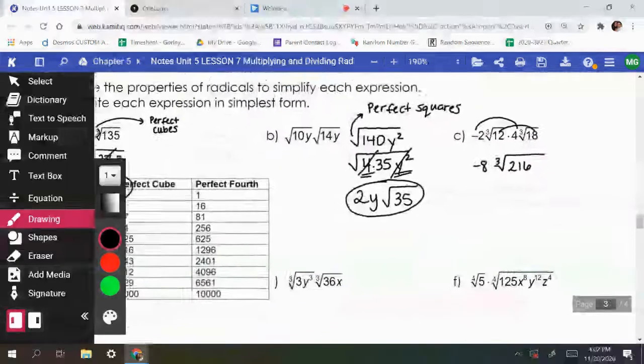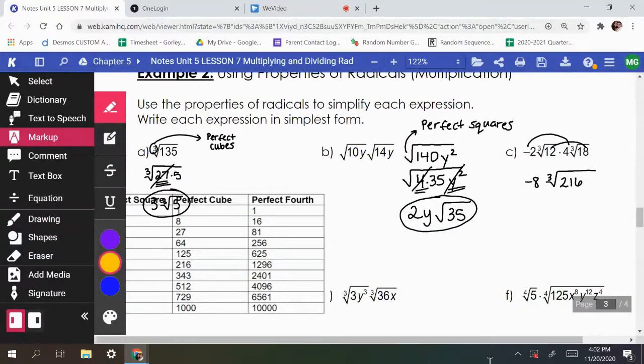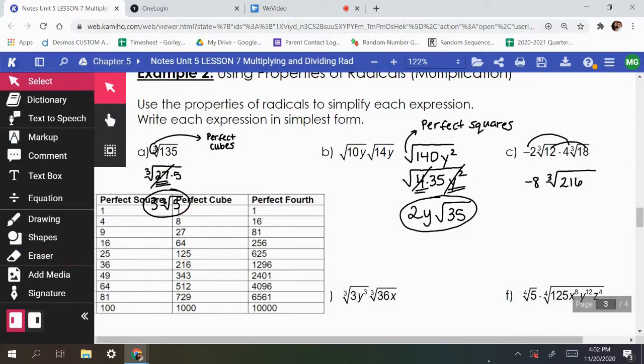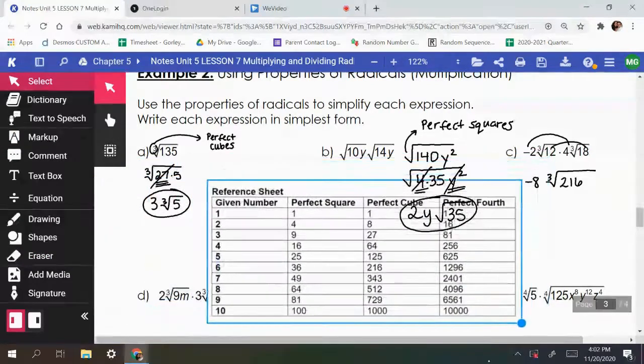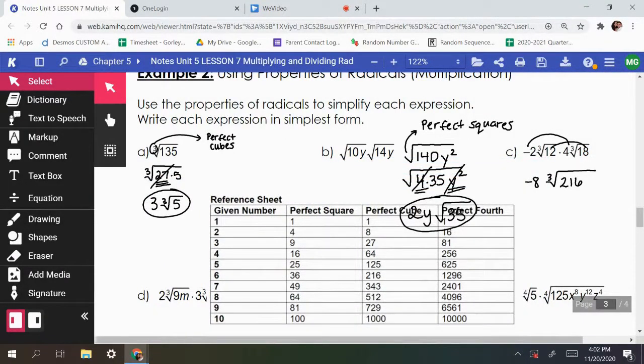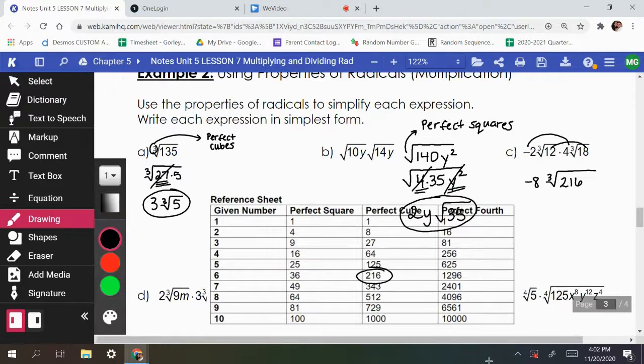All right, now is 216 a perfect cube? Look at your list of perfect cubes. I'll make them a little bit bigger. 216 is a perfect cube. Okay, what's 216 a perfect cube of? 216 is a perfect cube of 6. So I'm going to make this -8 times 6. Right? You could underline it if you wanted to. That's what we simplified because it was perfect. So that came out of the radical. And so we get -48 for that question. All right, let's go on to part D.